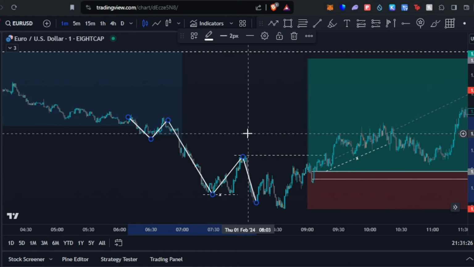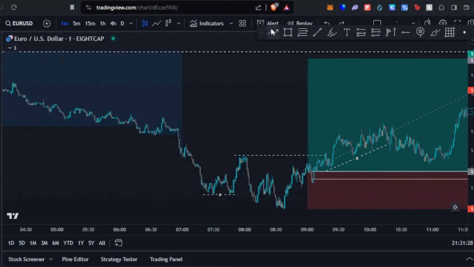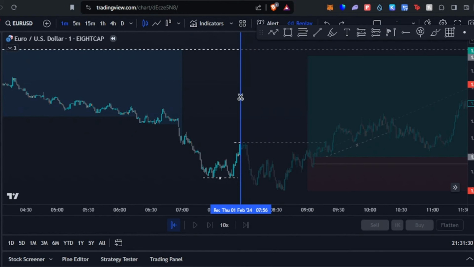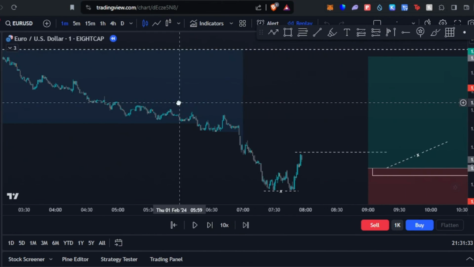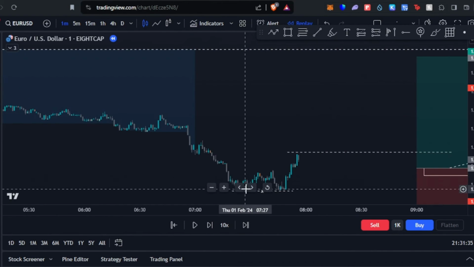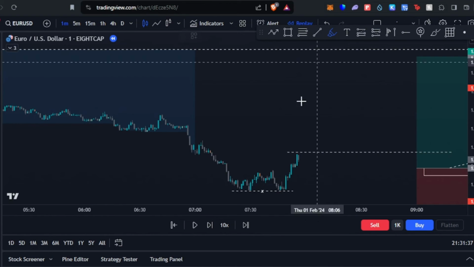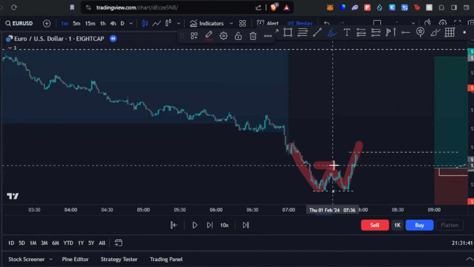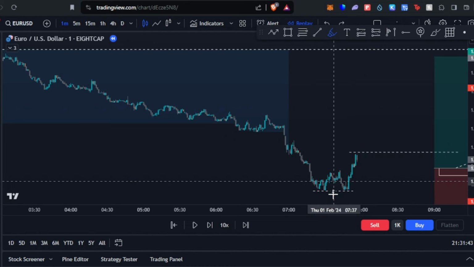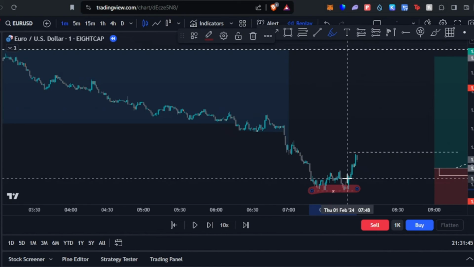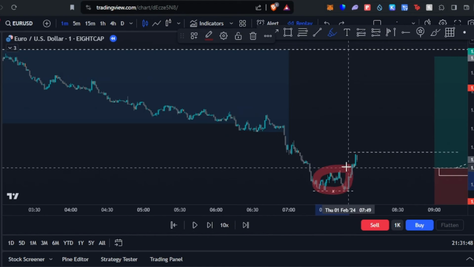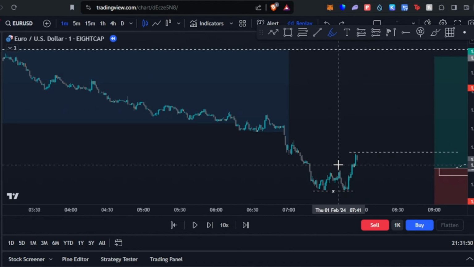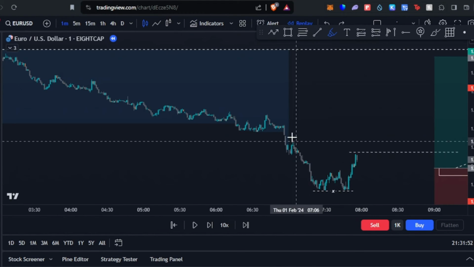Therefore, if we look at market structure and I replay price, what I noticed a lot of people were doing this morning is a lot of people were mistaking this right here for a market structure shift, because this is what they thought was a market structure shift. But as I said earlier, guys, this is simply just liquidity and an internal structure break. So this isn't a valid market structure shift.